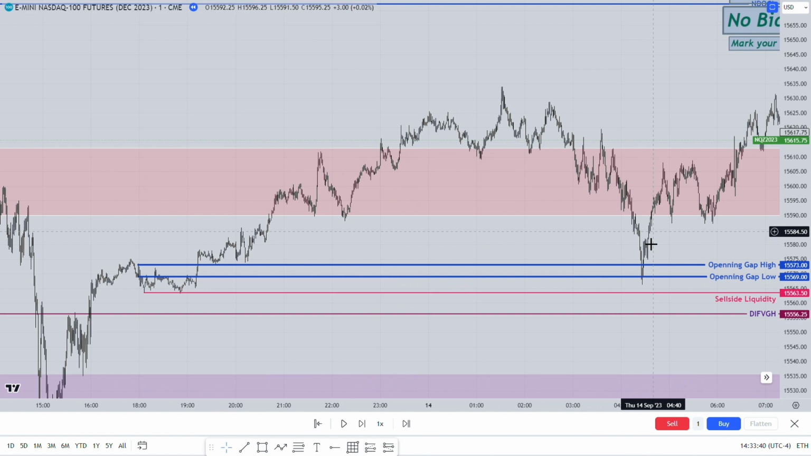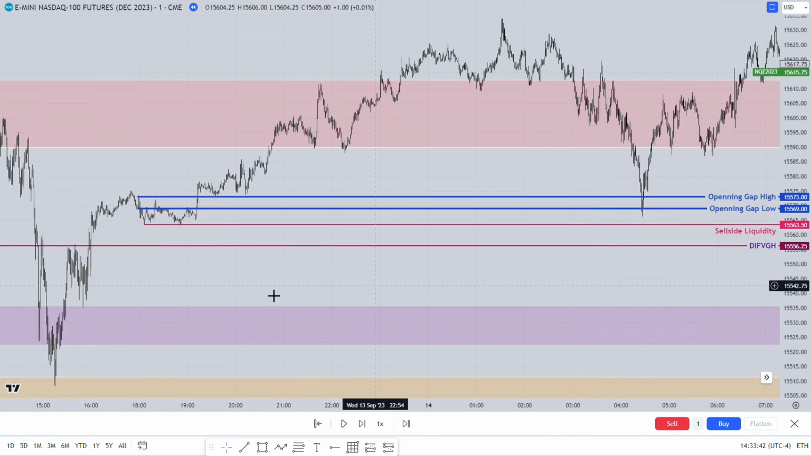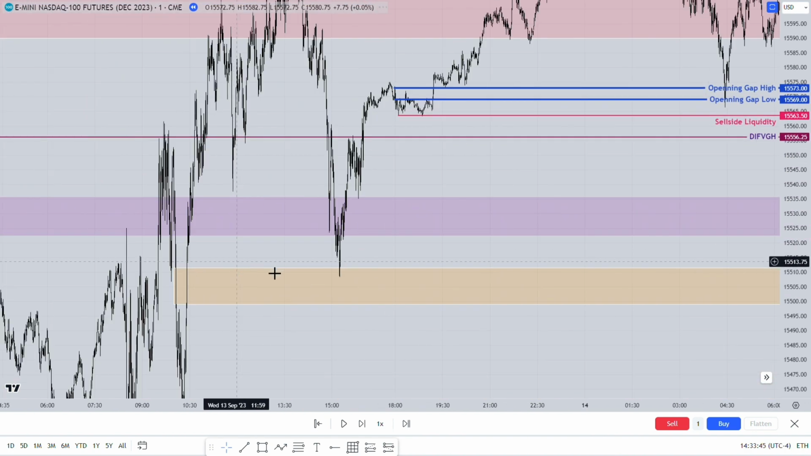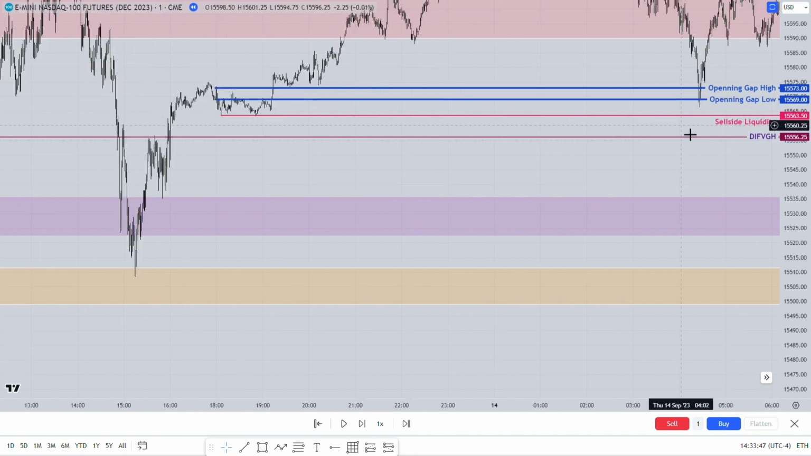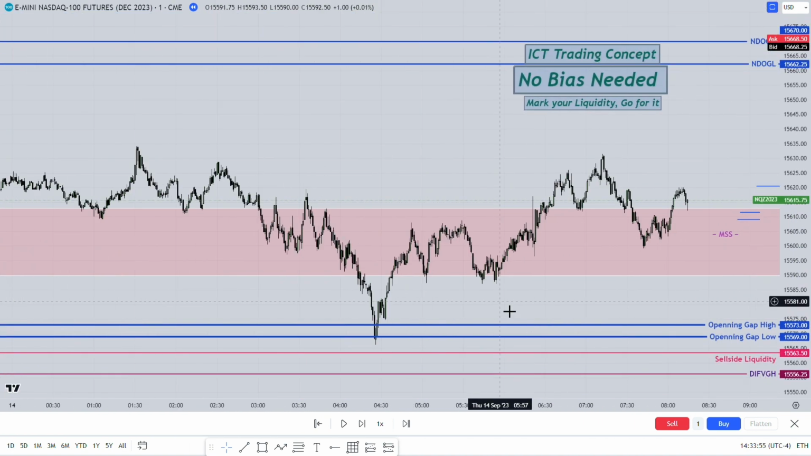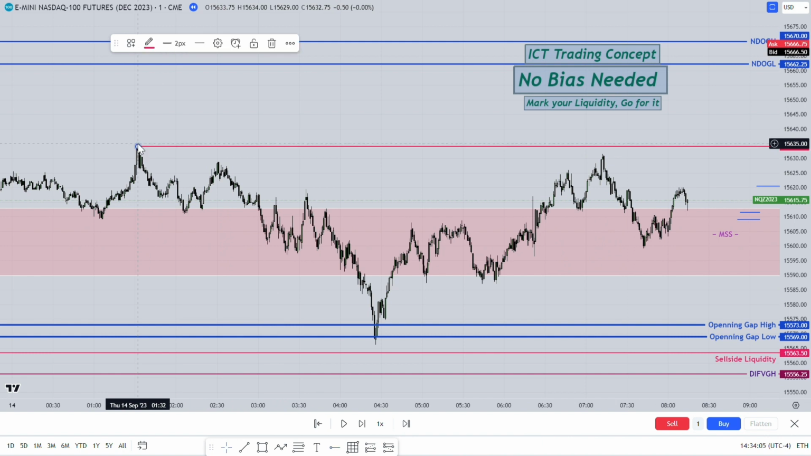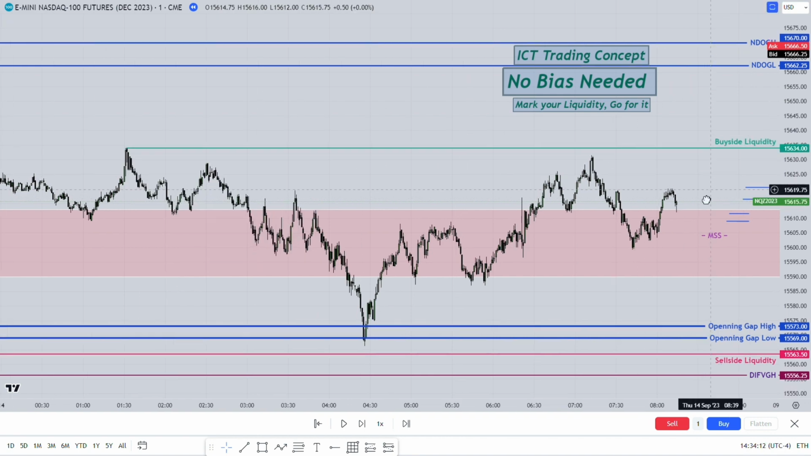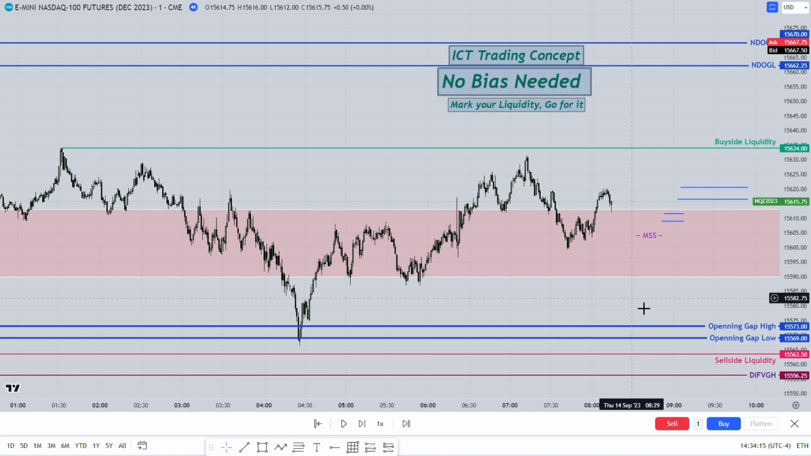There is no liquidity behind this. If you go over there, you see there are no other equal lows behind this. So this is the most obvious equal low. And let's go to the high time frame as well. If you mark this high as your equal highs, I'll mark it as buy side liquidity. So this is buy side liquidity and this is sell side liquidity.